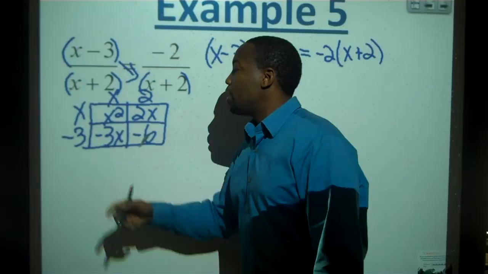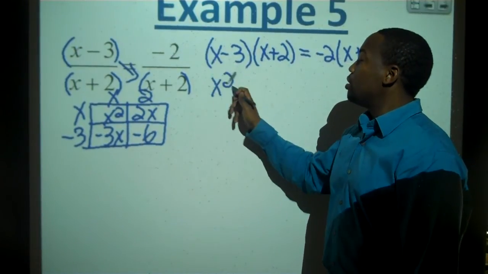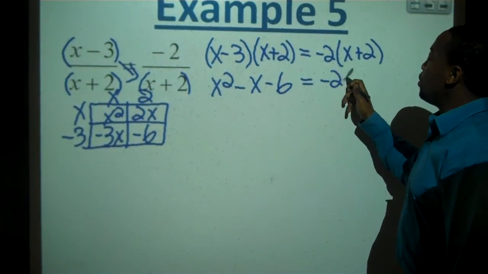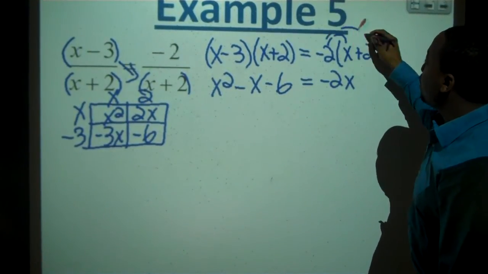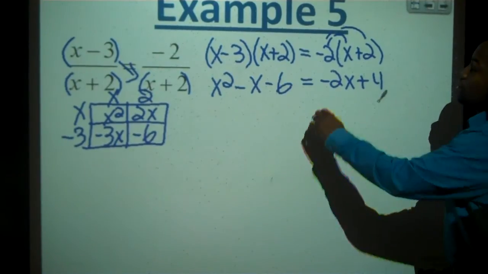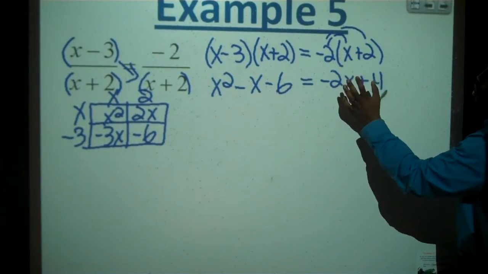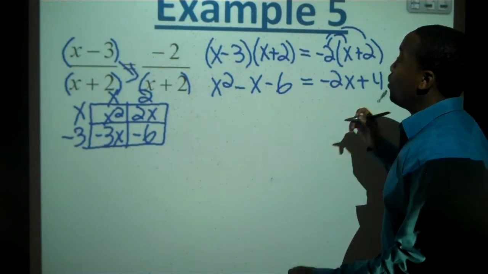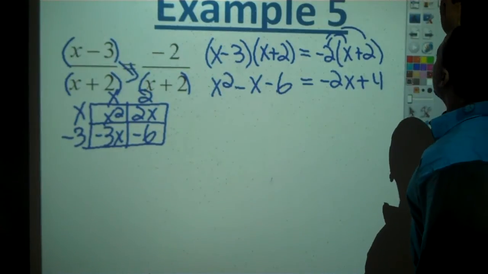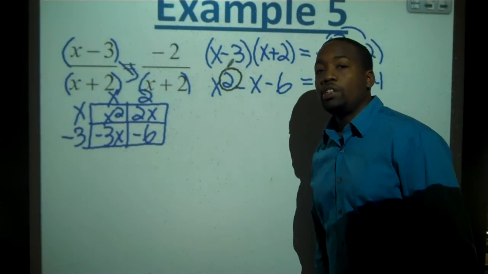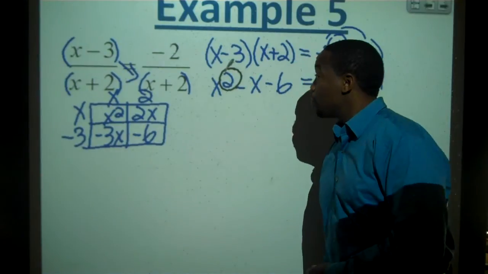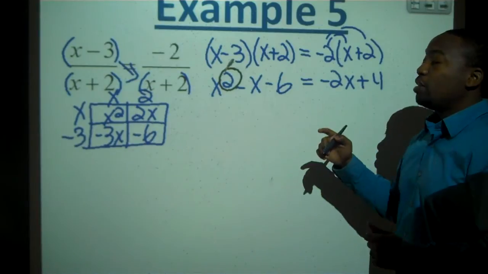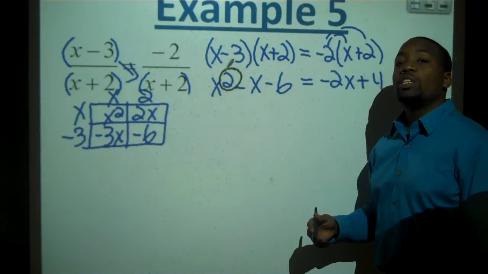Now add like terms this way, and we'll receive x squared minus x minus 6 equals negative 2x, I'm just distributing this in, right, plus 4, right? So negative 2 times x, negative 2 times 2, boom. Now, if you look really closely, what's the highest exponent we have here? To the second power. How many answers should I have? 2. To figure out how many answers I have, what I gotta do is set it equal to 0.